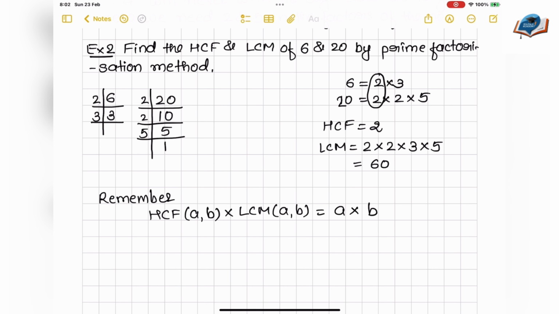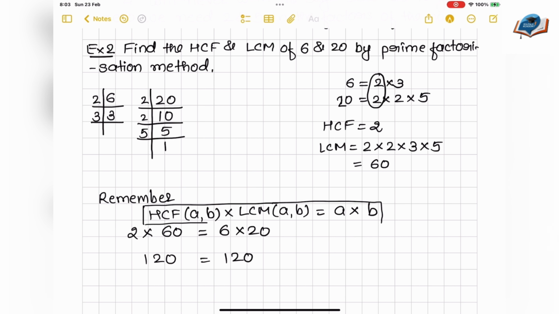HCF of A comma B, that is HCF of 6 comma 20, was 2. So 2 into LCM, which was 60, will be equal to the product of the two numbers, that is 6 into 20. So this side came 120, and this is also 120. This formula is used to solve many of the sums asked in the paper, which we will be discussing later.